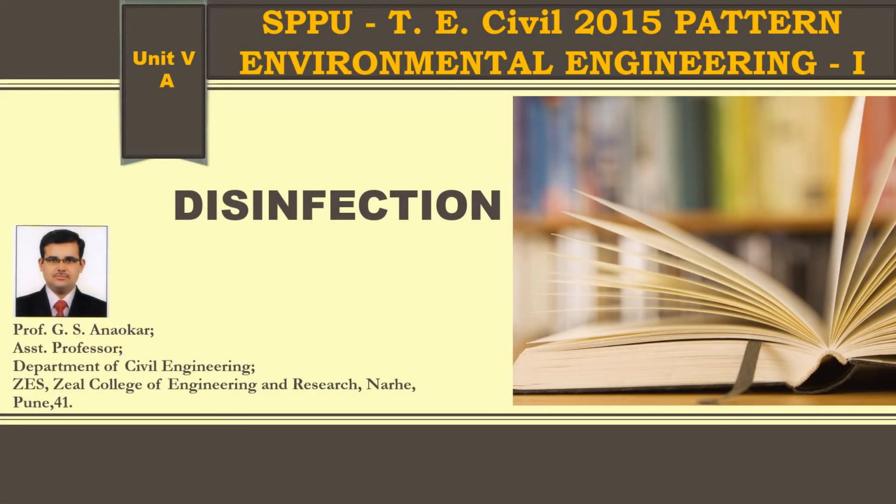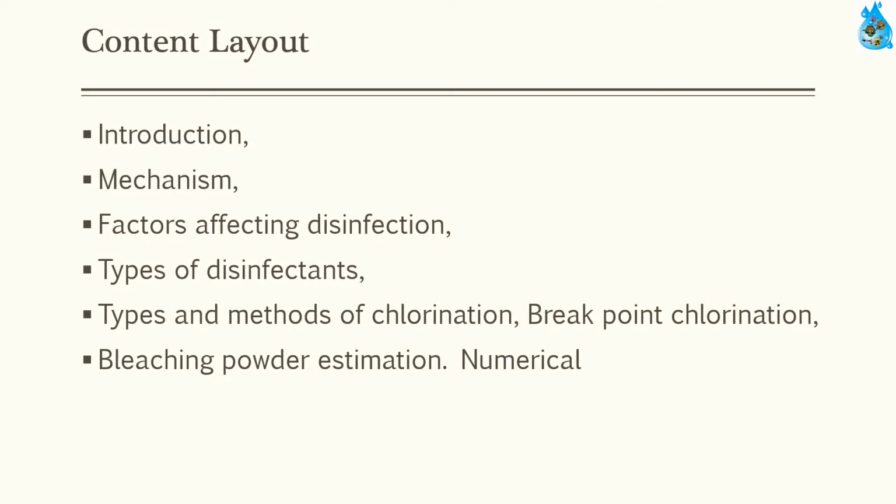Today we are going to start the fifth unit, that is disinfection of water. The topic includes the introduction to disinfection, its need, how the disinfection process takes place, that is the mechanism of disinfection, factors affecting disinfection, different types of disinfectants and different methods, and we will study chlorination in detail. We will study different numericals, how to estimate the dosing of bleaching powder. So this will be the entire content of this chapter.